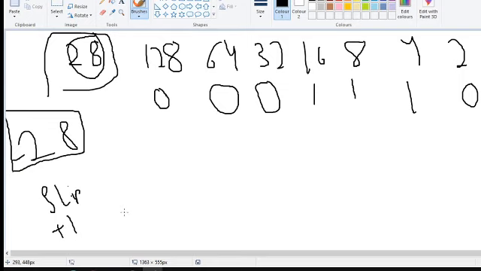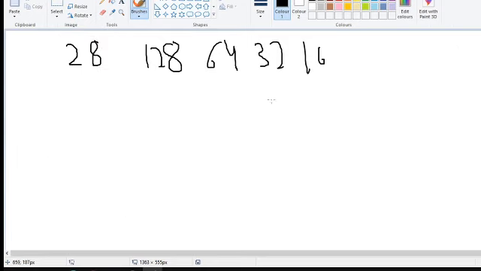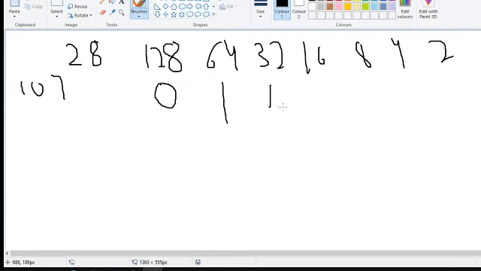So say if I were to do it again, but this time with a better number. Say if I were to do it with 107: 128, 64, 32, 16, 8, 4, 2, 1. You can pause this and do it yourself, but this would be 0, that would be 1, this would also be 1, that would also be 1, and then it's 0, 1, 0, 1.